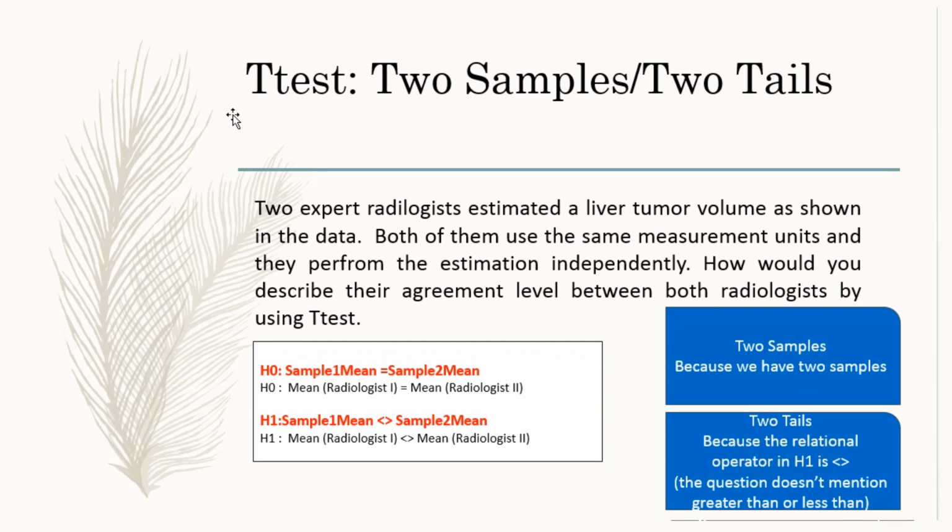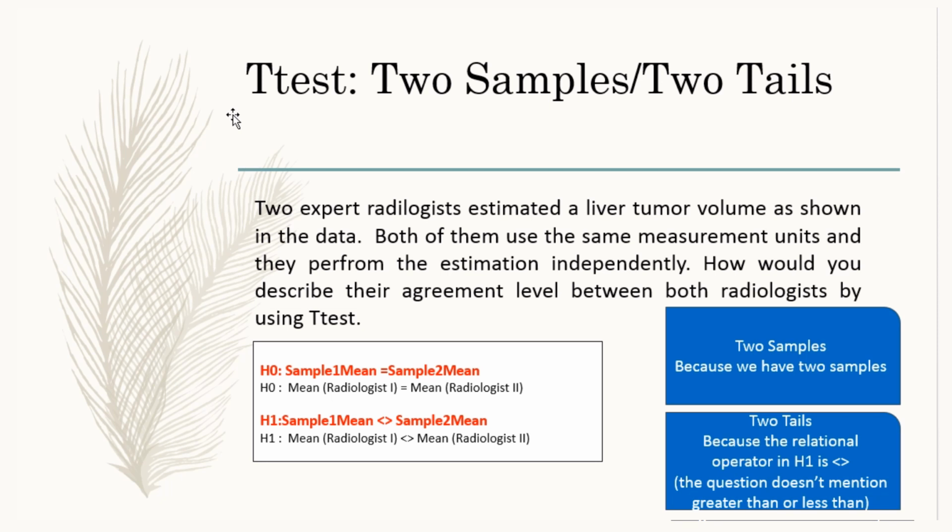The last example, two expert radiologists estimated a liver tumor volume as shown in the data. Both of them use the same measurement units, and they perform the estimation independently. How would you describe the agreement level between both radiologists by using t-test?